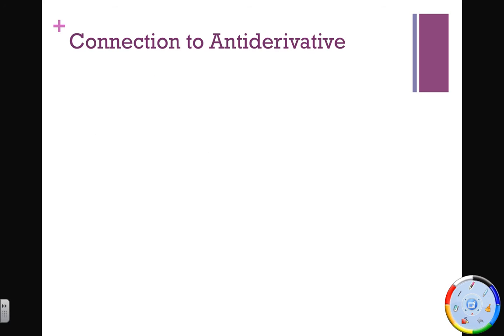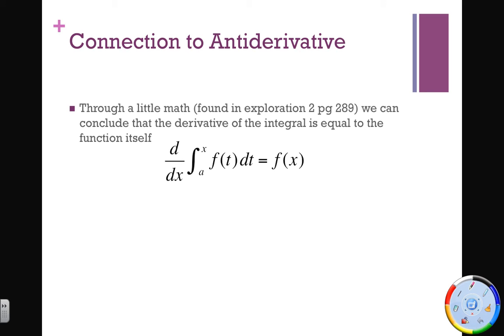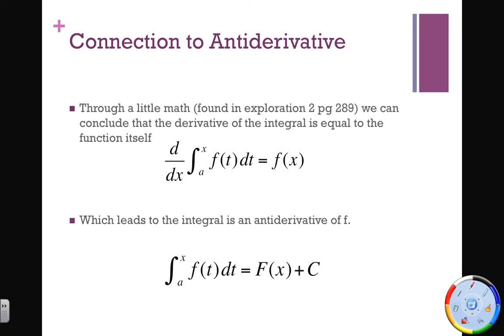All right. So here's where we're going to connect to the antiderivative. There was a little exploration that they do on page 289. It's called Exploration 2. And what they basically lead us down into is if you take the derivative of the integral, notice we take the integral from a to x, we actually get the function f of x. So the derivative of the integral is the function. It's basically what that's saying. Well, that might be intuitive to you because they're kind of inverse things of one another. And this leads us to the integral as an antiderivative.